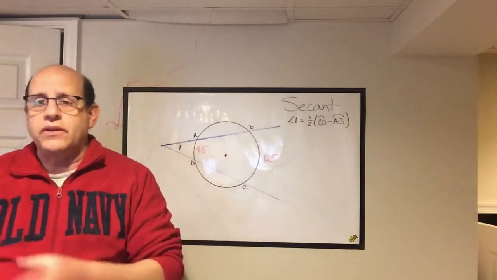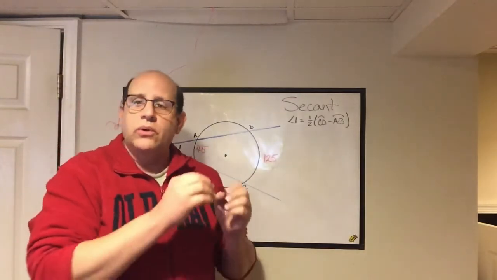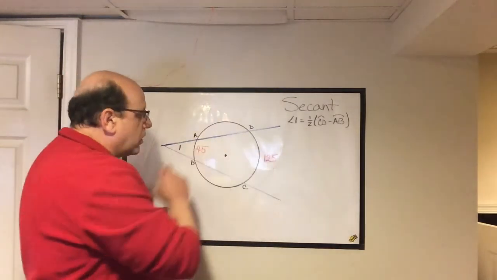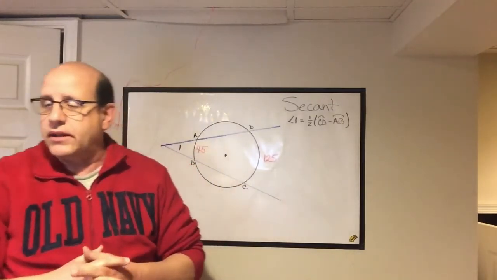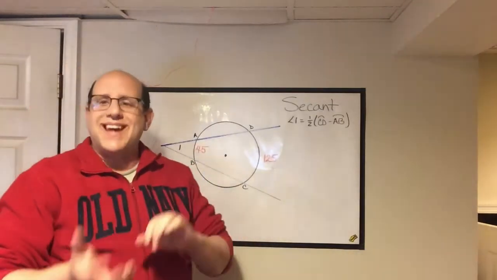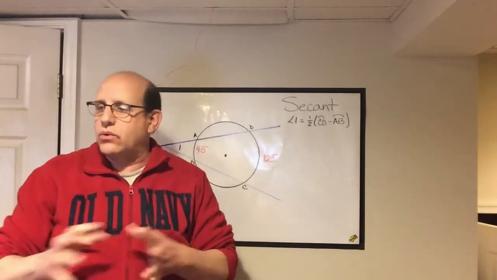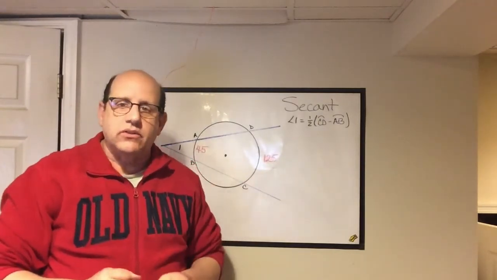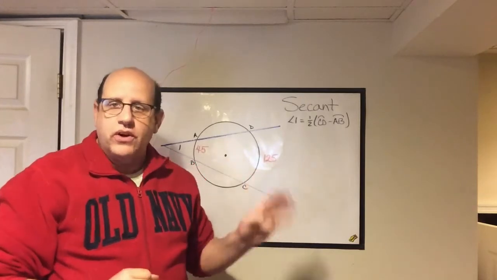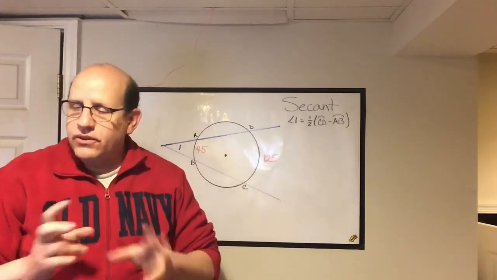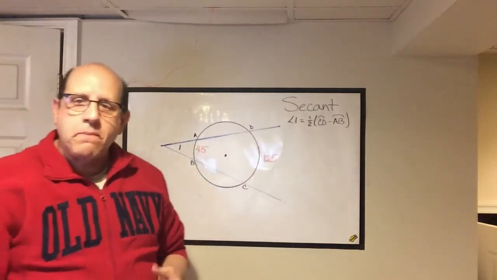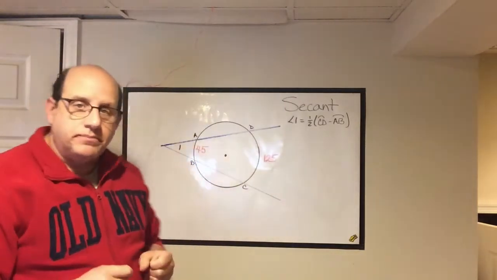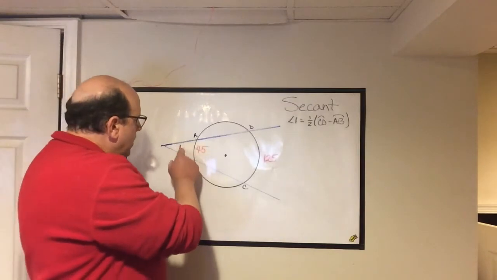It's one half the difference between the two arcs that were cut, and so you're going to get three types of problems again. You're going to get a secant and a tangent as well, and that's going to create two arcs, and I'll show you what that looks like. But this first video, I just want to show you the differences between this type of problem and how to solve it.